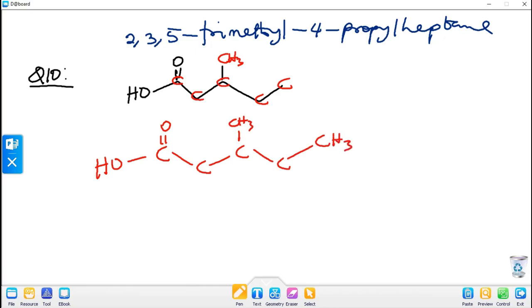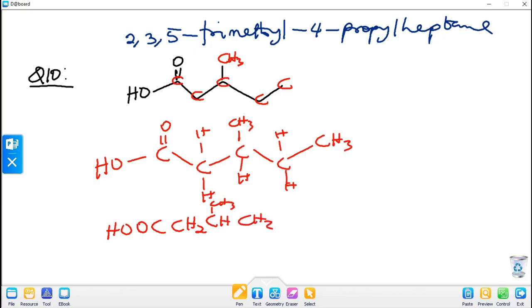Then you can only go ahead to complete the bonding. There will be hydrogen here, and here, and here there will be hydrogen, and here hydrogen, hydrogen, and this is already complete. So this is just how the compound looks like. So you may choose now to write the condensed formula. HO, OC, CH2, C, and then we have CH3 up and H down, and then we have CH2 and then CH3. This is just the compound.